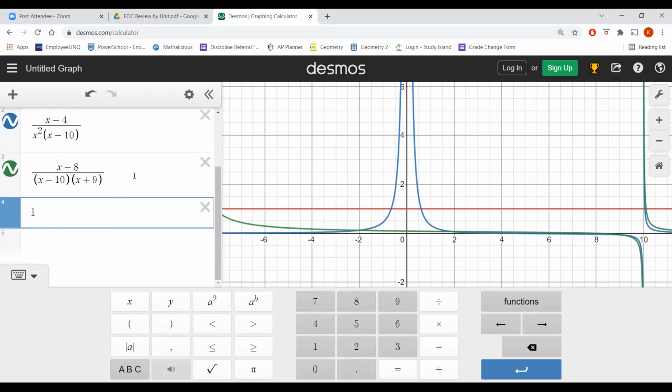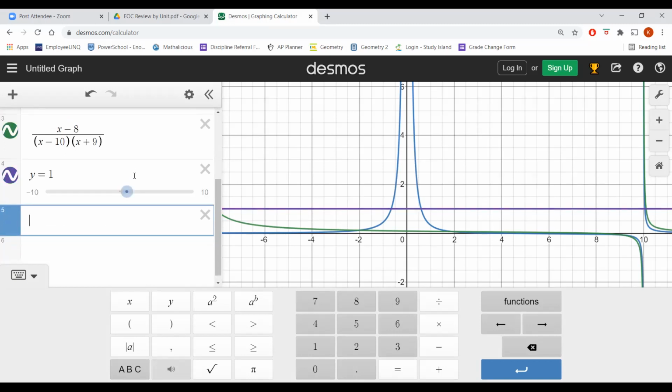So if you just type a 1 in there, Desmos is not going to graph it. If you want to graph a 1, you're going to have to put a y equals in there. So that's the trick about graphing a number: you have to put a y equals in there for it to graph the number. Okay, so now I've graphed C, y equals 1. Let's go ahead and do D.